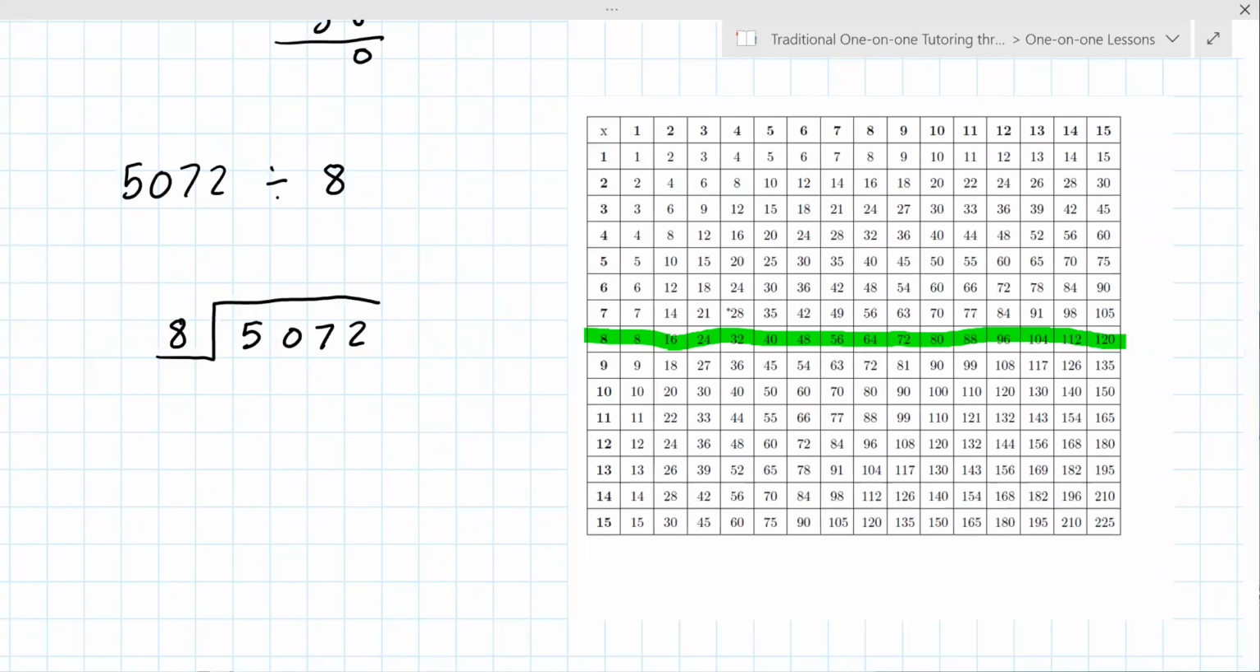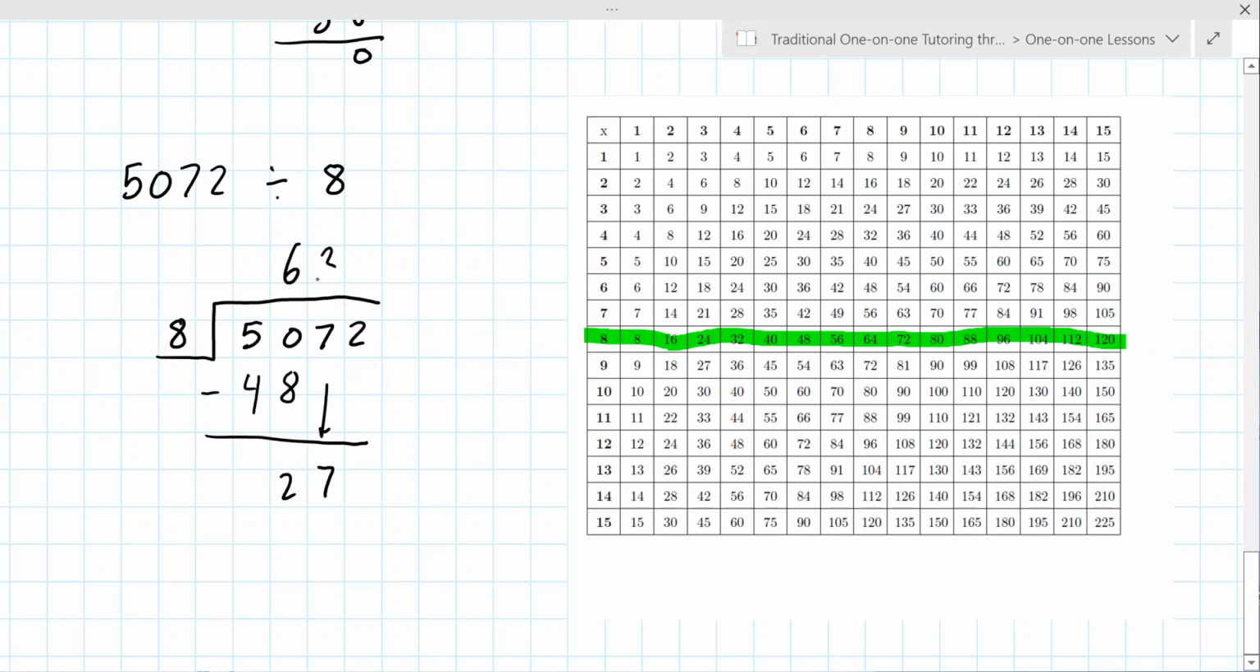Is it between 48 and 56? Yes. So 6. Good. 6 on top. And then what is 6 times 8? 48. Okay, so now you have to subtract. And that's 2. And we bring the 7 down. And then we ask ourselves how many times 8 goes into 27. Is that between 24 and 32? Yes, that's right. So 3, we put it on top.